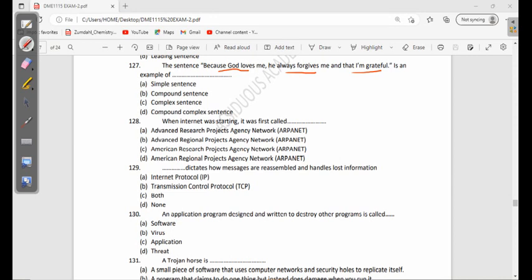And then, "because God loves me" is a dependent clause. It doesn't make sense alone. So when you have two independent clauses with one dependent clause, you form a compound-complex sentence. So that is it.